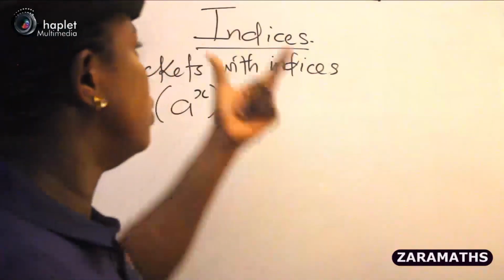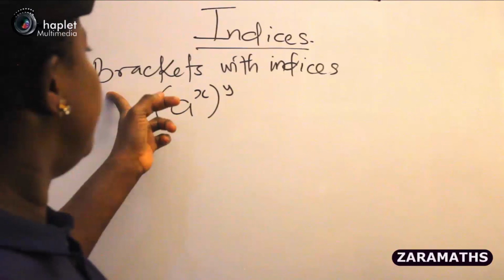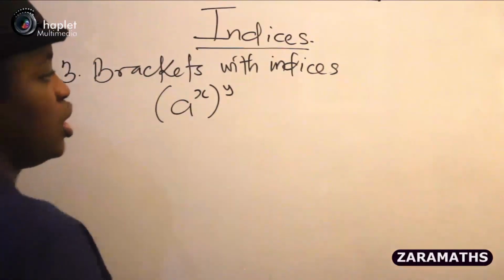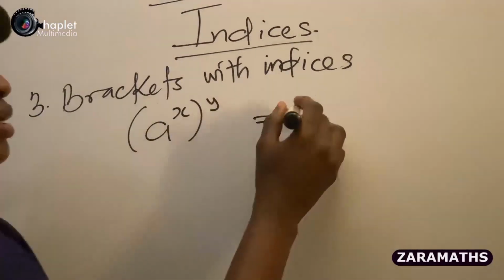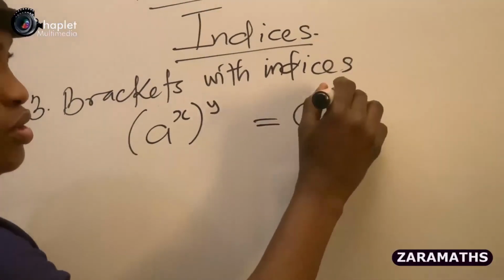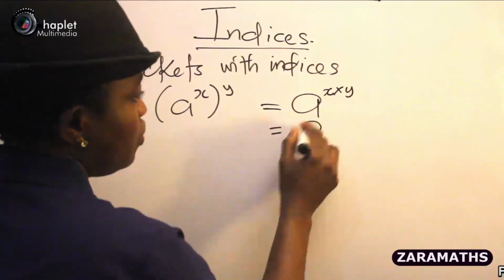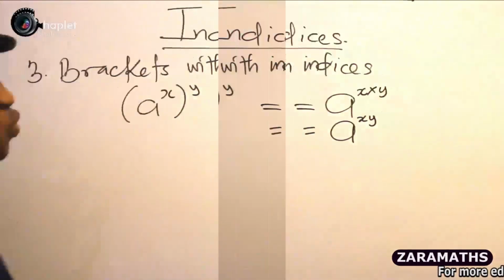Today we'll continue with the laws of indices. The third law is bracket with indices. If you are given this expression, the third law states that you multiply the powers by themselves to give us a raised to the power of x times y, xy.